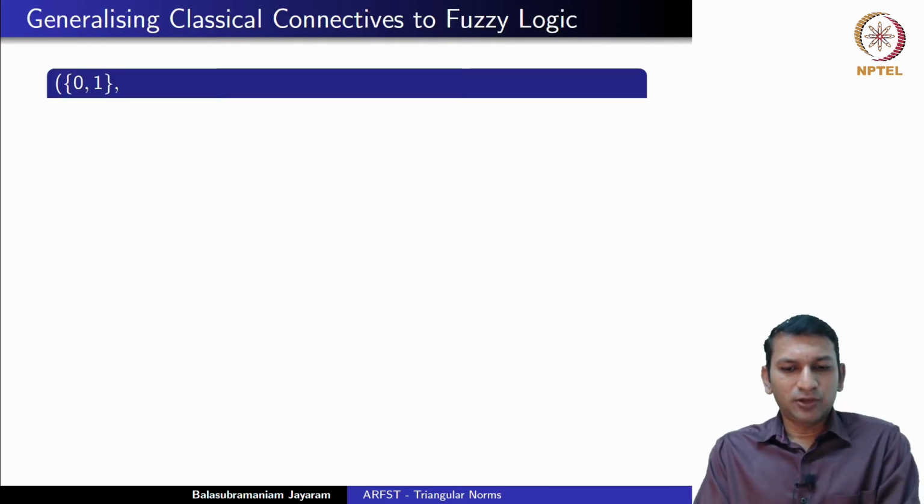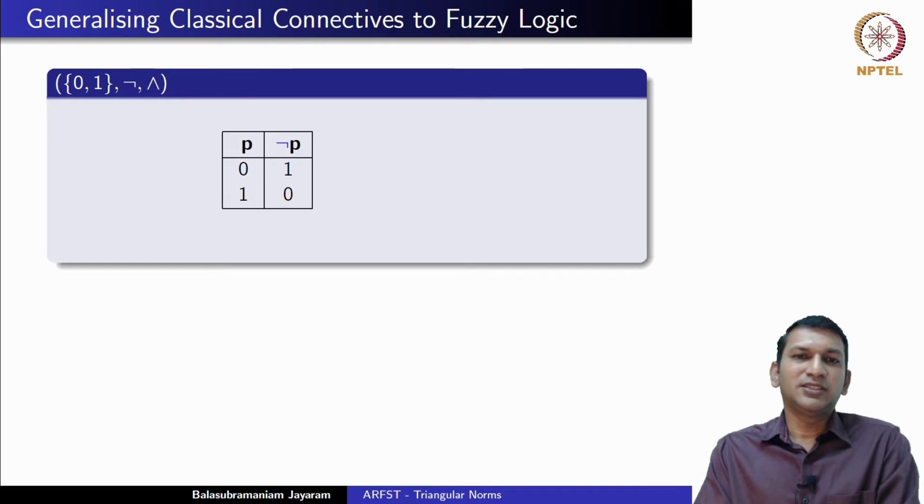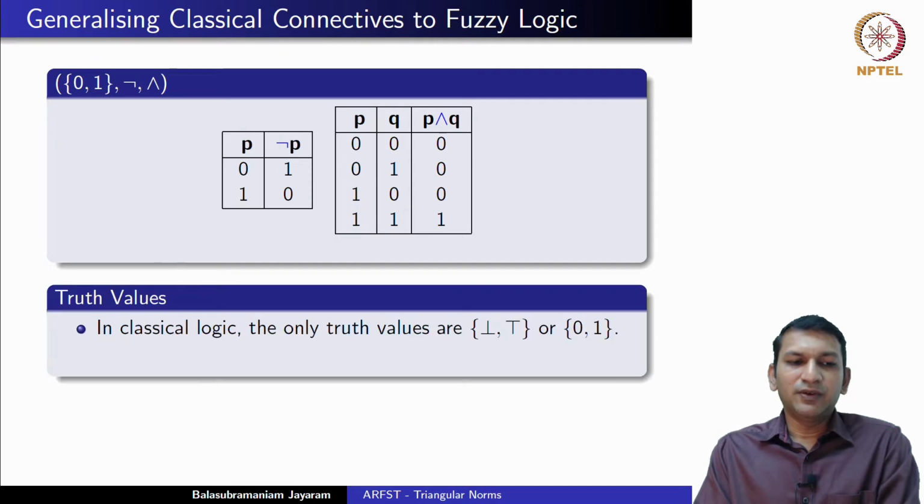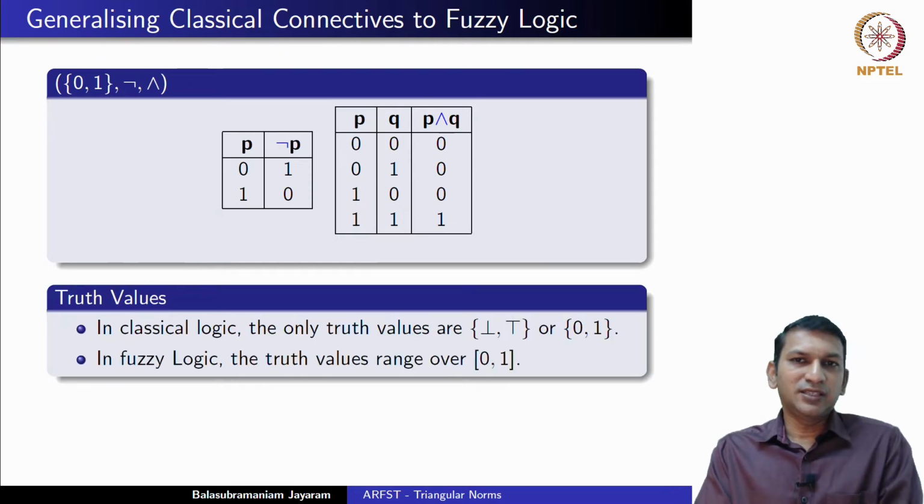If we take the classical logic where the truth values are just 0 and 1 and look at the corresponding connectives there, negation is the now familiar complementation. If you look at the truth table for the negation, it is essentially converting 0 to 1 and 1 to 0. Similarly, this is the corresponding truth table for the classical conjunction. Now we have seen that in fuzzy logic we are essentially extending this truth value set from just 0-1 to the entire interval.